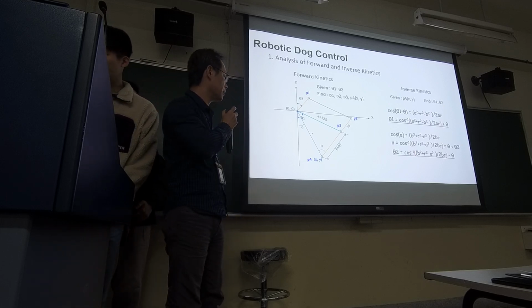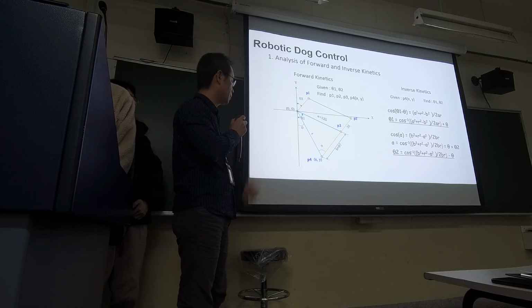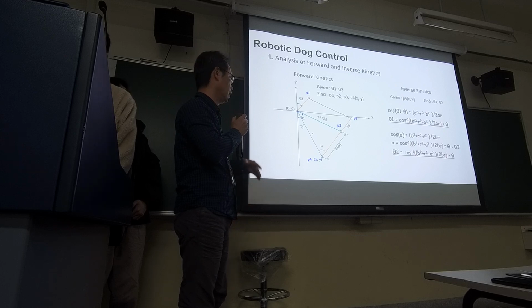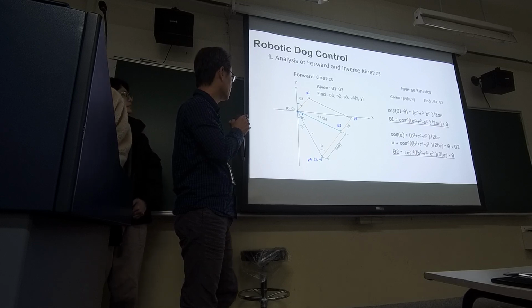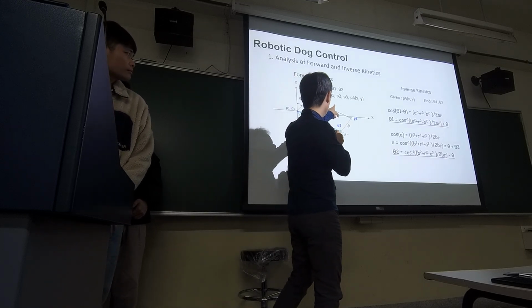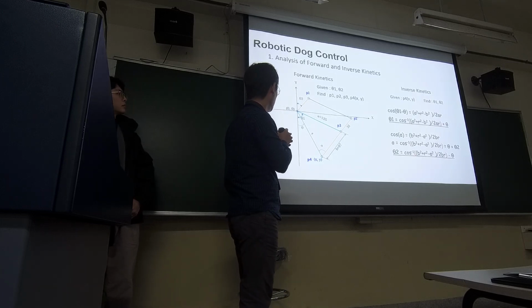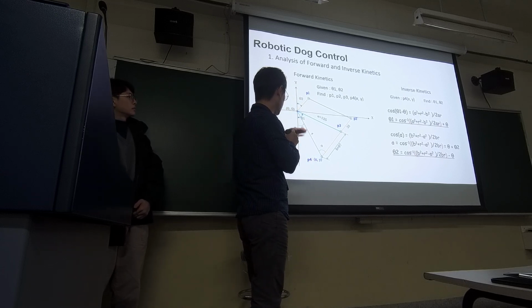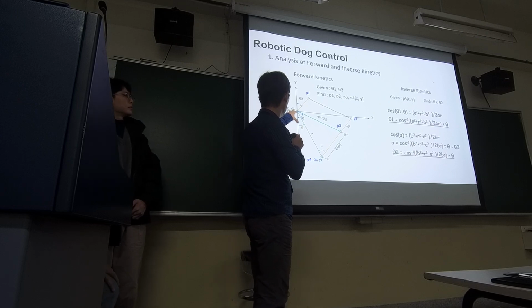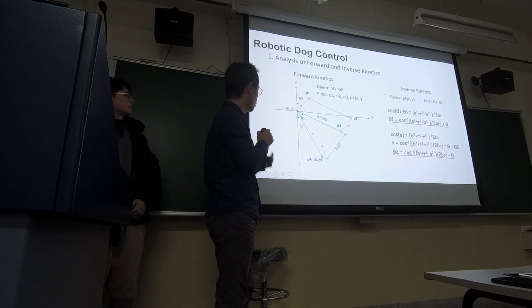Let me explain what I've done to control a robotic dog. First, I need to build a forward and inverse relationship according to the design. From the geometry of the leg, I can find P1 to P4 from the given theta 1 and theta 2, where theta 1 is the angle of the upper limb motor, and theta 2 is the angle of the lower limb motor.